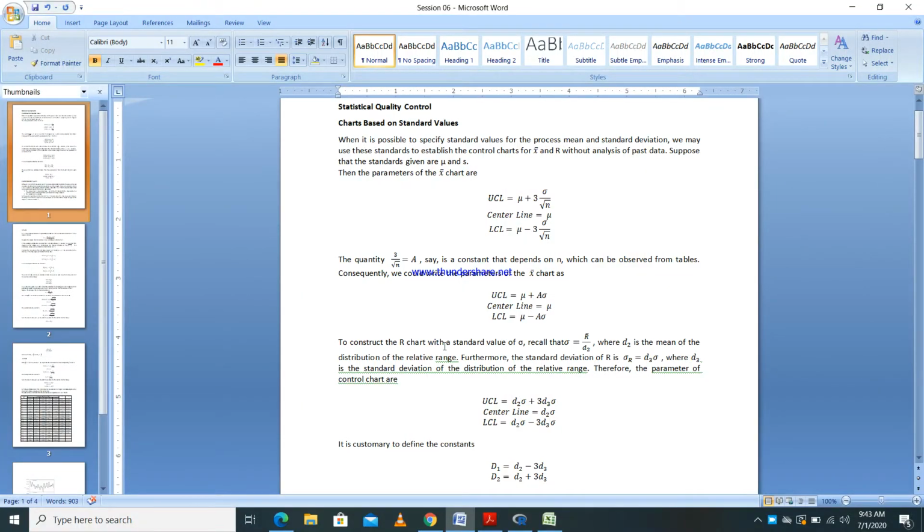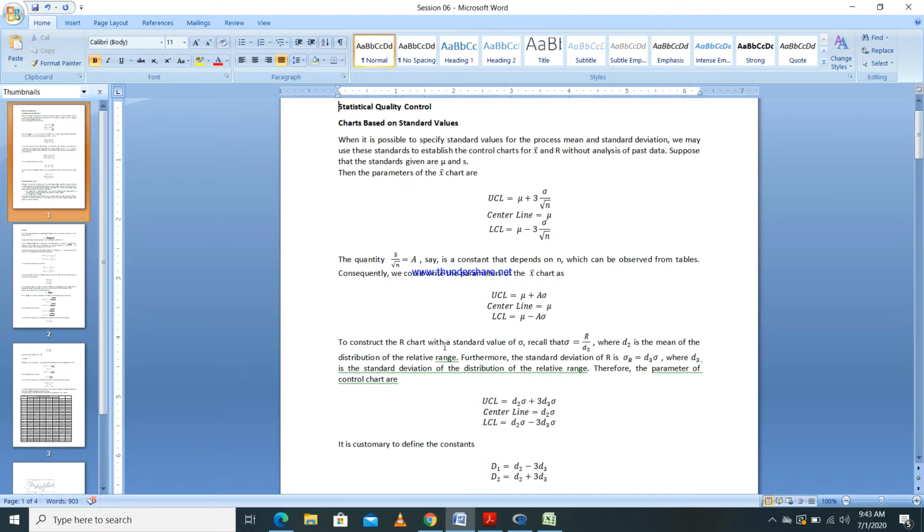Let's discuss more about the statistical control charts. In the last session we discussed the variable control charts and the attribute control charts, and I gave you some examples. We also discussed one example about the X bar chart: when you are given a data set, how to construct your statistical control chart. So today I'm going to discuss more on control charts.